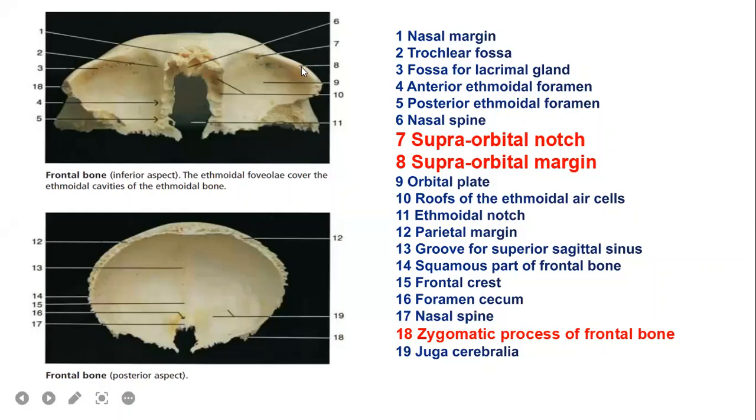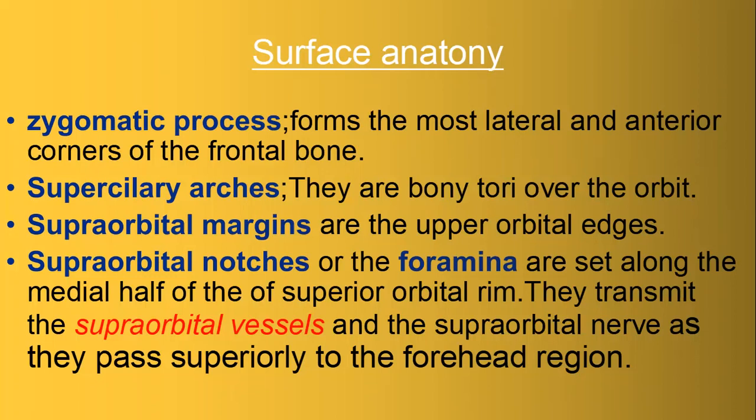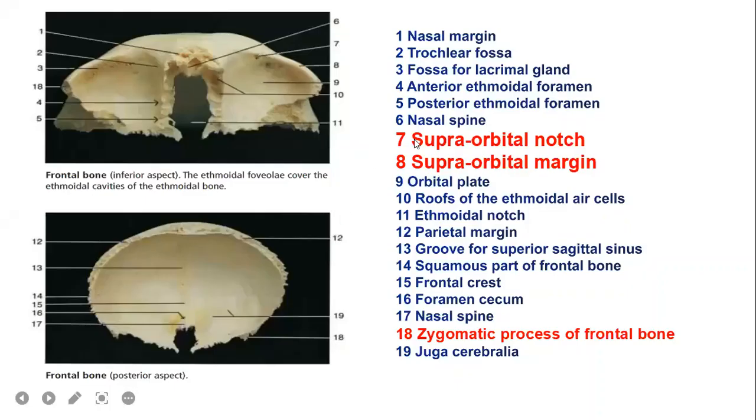Then we have a supraorbital margin, and then we have the zygomatic process of the frontal bone. So for that, supraorbital notches, they transmit this major vessel known as the supraorbital vessels and the supraorbital nerve as they pass superiorly to the forehead. You've been able to check on the zygomatic process and the superciliary arches, and as well supraorbital margin, which are right there. Supraorbital notch, supraorbital margin, then zygomatic process of the frontal bone.